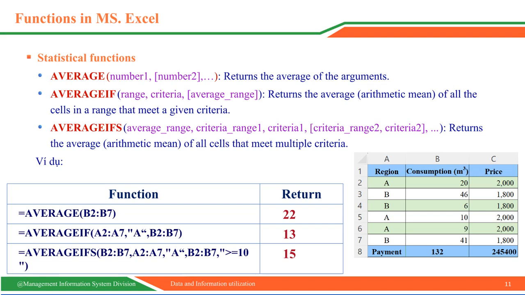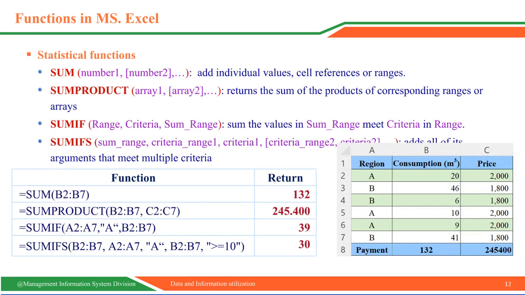Statistical functions for total values are similar to the average functions, such as sum calculates the total of numerical values. SumProduct calculates the sum of the products of corresponding arrays. SumIf calculates the total in a given range, sum range, where another range meets a specified condition, criteria. SumIfs calculates the total based on multiple conditions.